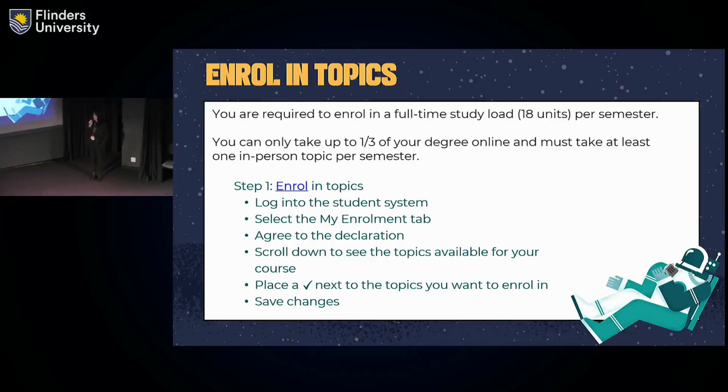Place a tick next to the topics that you want to enrol in. So just need to enrol for this year if you're starting in semester 2, so enrol up until the end of the year. So you will all need 4 topics each, predominantly. And as I say, place a tick next to the topics that you want to enrol in and then hit save to save your changes.